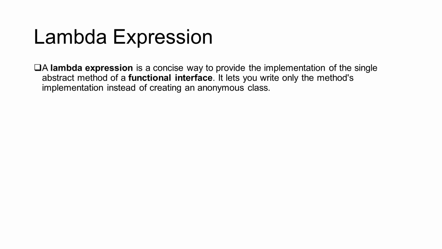A lambda expression is a concise way to provide the implementation of the single abstract method of a functional interface. So it means, to implement an abstract method with the help of lambda expression, an interface should be a functional interface. Means only one abstract method is allowed in an interface; only then can we implement that method using lambda expression.